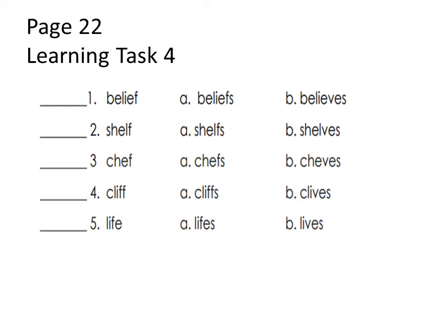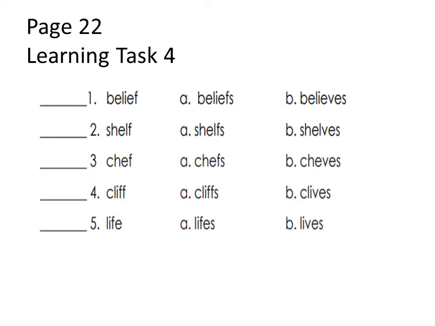Number 2, shelf. Is it letter A, shelves or B, shelves? Number 3, chef. Is it letter A, chefs or B, chefs? Number 4, cliff. Letter A, cliffs or letter B, cliffs. Number 5, life. Letter A, lives or B, lives. Okay, just choose the letter of the correct answer. And if you're not yet done, just click the pause button. And if you're done, click the play button.